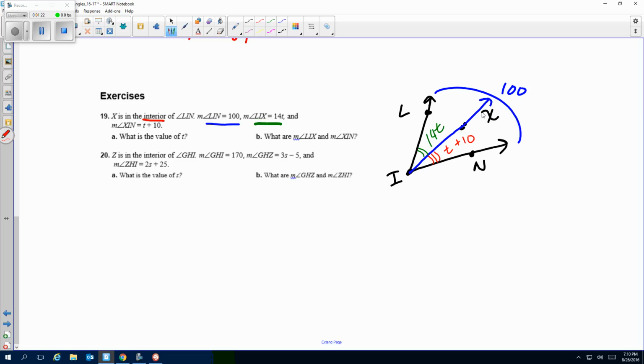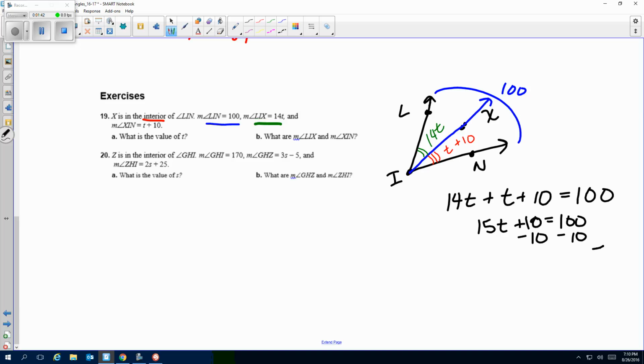Now I'm going to work it over here by my example. So I can say 14t, that angle, plus t plus 10, the other angle, has a total degrees of 100. So now I can combine my like terms: 15t plus 10 equals 100. Subtract the 10, and then we're going to divide by 15, and we get t is 6.